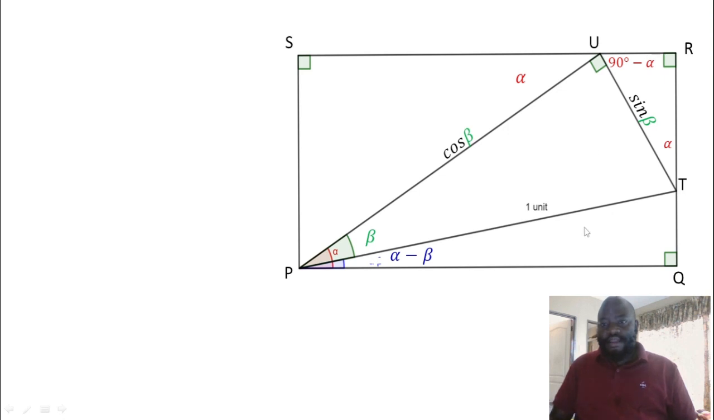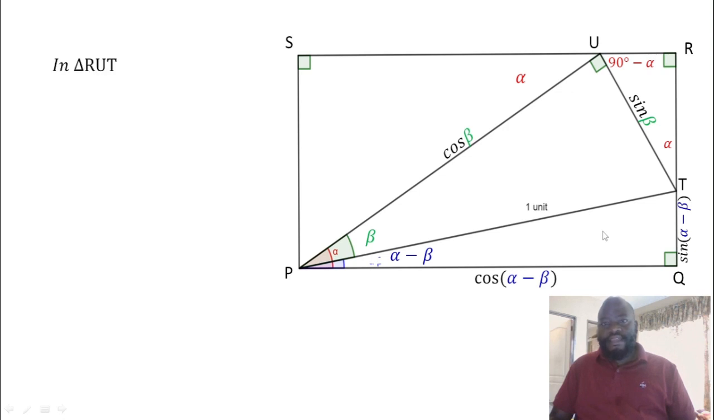Then coming to this triangle, in triangle PTQ, again, if we want cos of this angle here, it will be PQ over 1, which means PQ is cosine of alpha minus beta. And then if we want the sine of alpha minus beta, it will be TQ over 1, which means TQ is sine alpha minus beta.